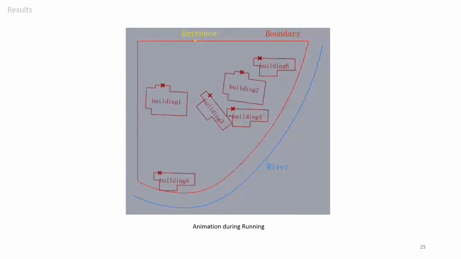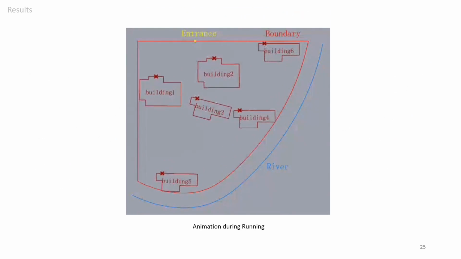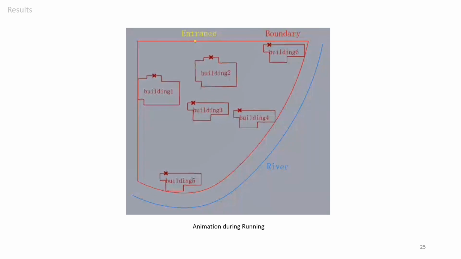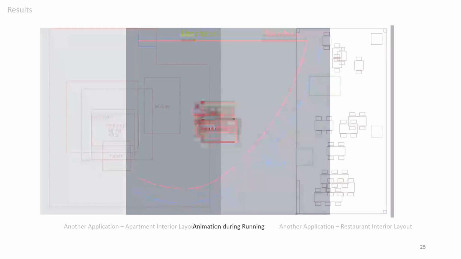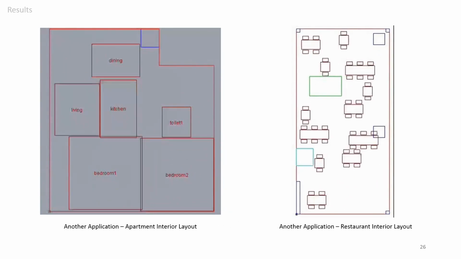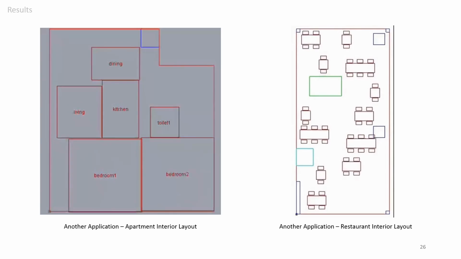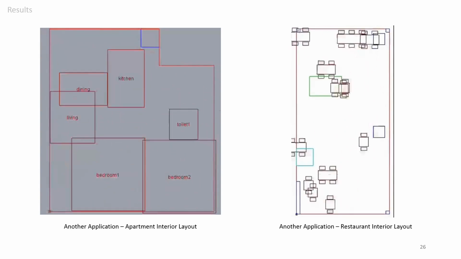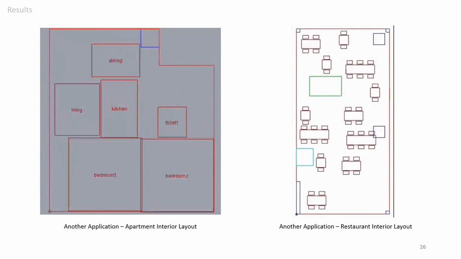So this is the animation when running the program with the balanced coefficients and better settings of the temperature. Also, we can apply the same framework but with different objective functions to solve other layout problems, for example, the interior layout.